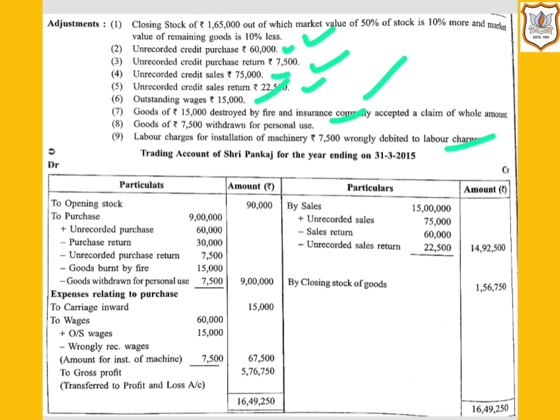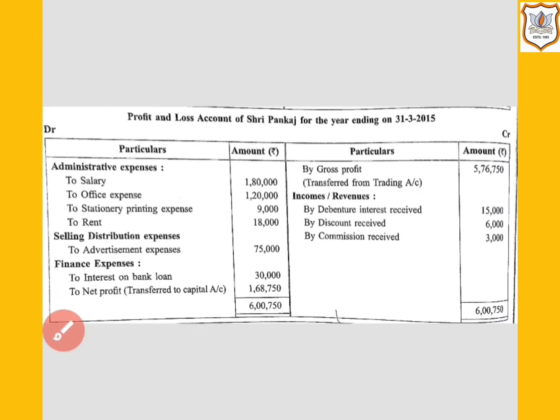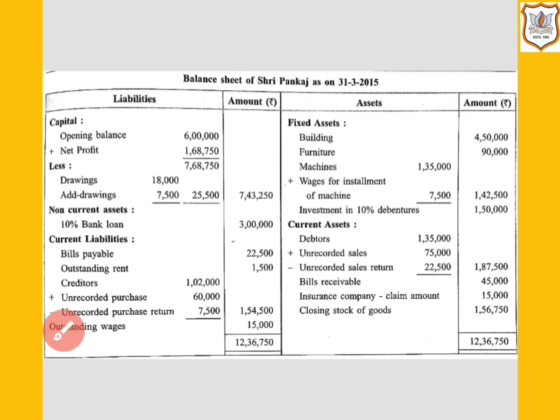So here the trading account will be prepared first. First we will write the heading, trading account of Shri Pankaj for the year ending on 31st March 2015. Then the profit and loss account will be prepared. Here it is. First we will write the heading, profit and loss account of Shri Pankaj for the year ending on 31st March 2015. After that, the balance sheet will be prepared. Here we will write the heading, balance sheet of Shri Pankaj as on 31st March 2015.